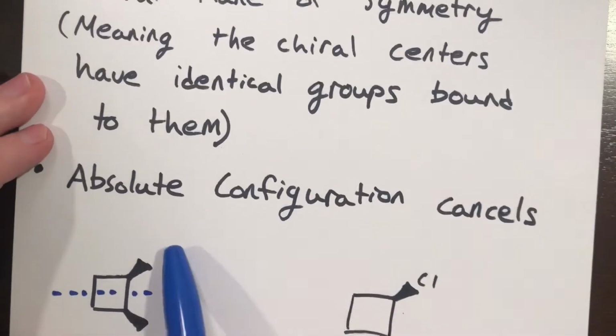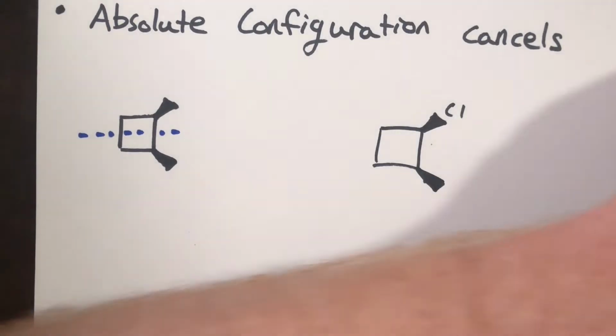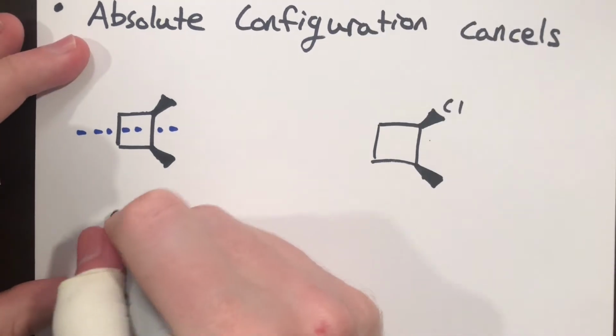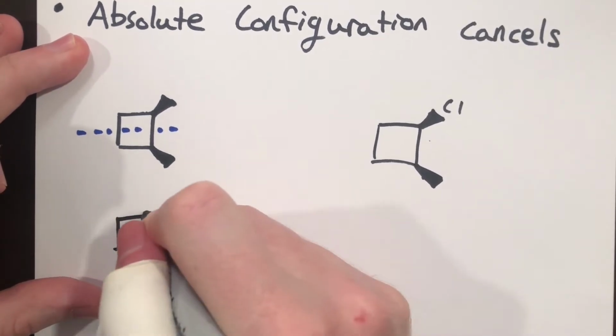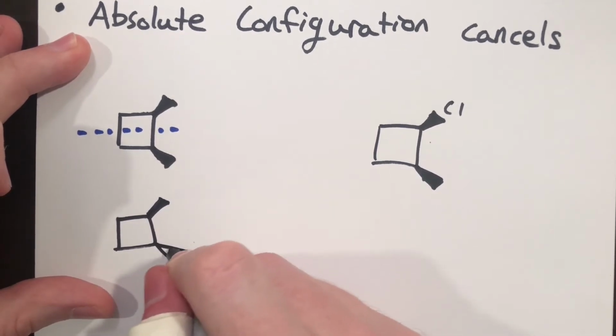And then lastly, the absolute configuration must cancel. So we have to determine that. I'll redraw the molecule for us to identify the priority groups and the way that they are rotating.